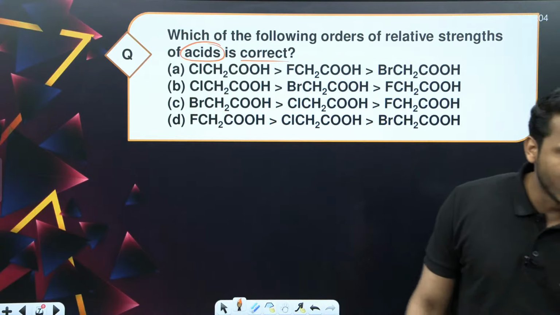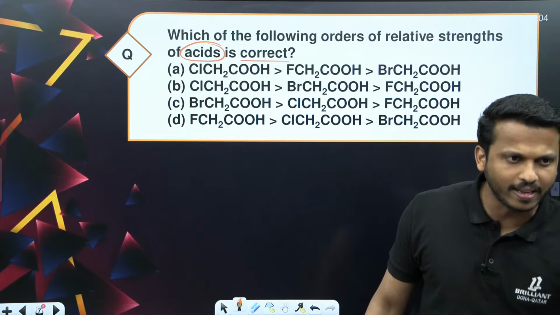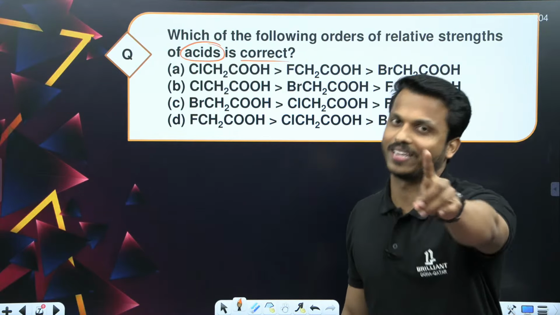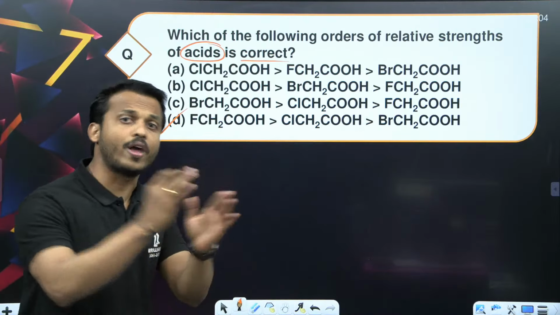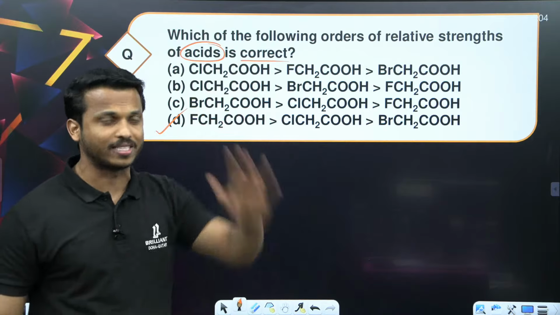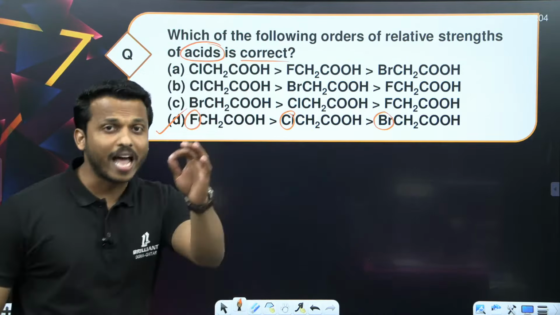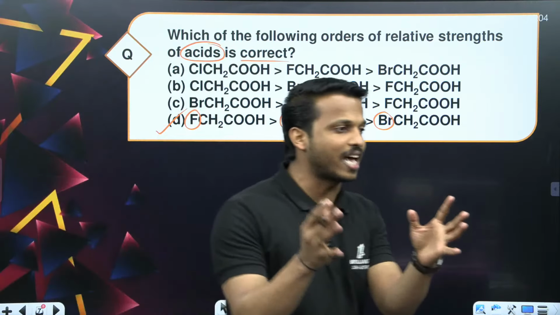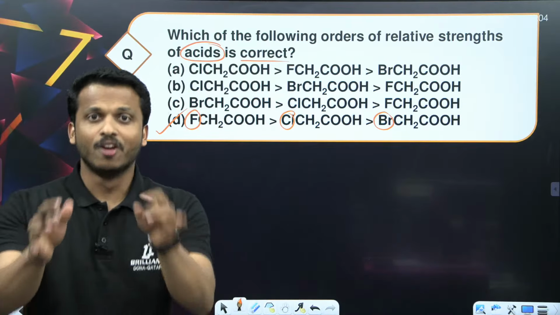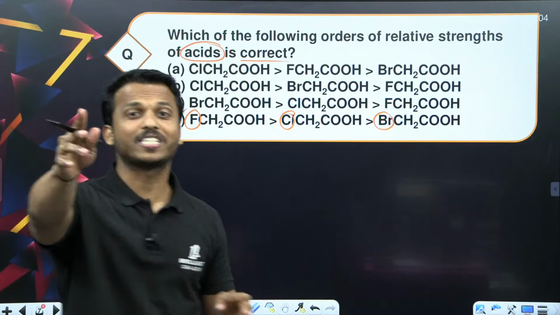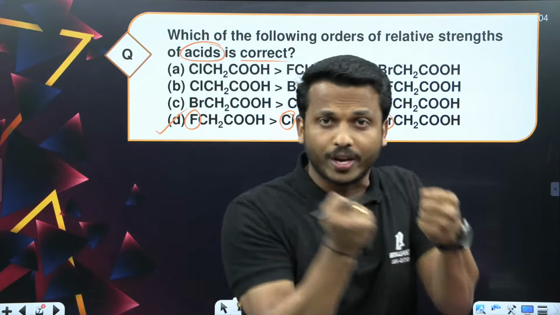Here again the answer that Smriti gave is option D, and Aditya also gave option D. I think that answer is correct because in option D, all are acids, all are ethanoic acid, CH2COOH. Only the difference is fluorine, chlorine, bromine. You know that fluorine, chlorine, bromine are all halogens, right?